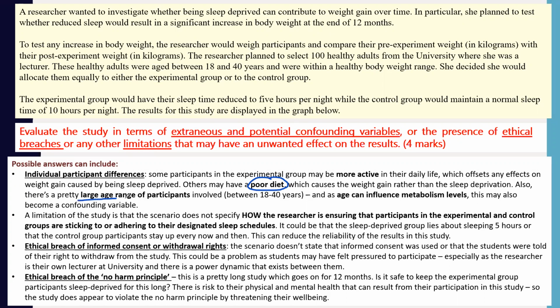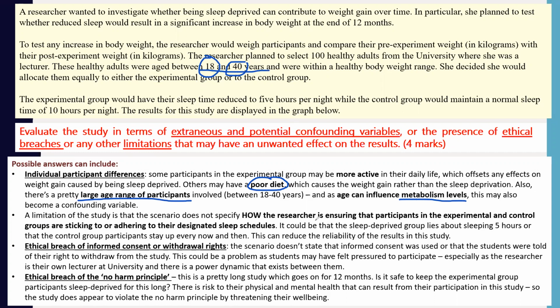There's also a pretty large age range, and that can actually influence people's metabolism levels. If you're talking about 18 to 40, students who are 18 years old will have a much faster metabolism and be less likely to gain weight than someone who's 40 years old, whose metabolism has slowed down.